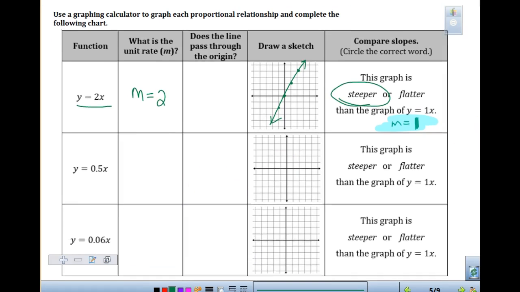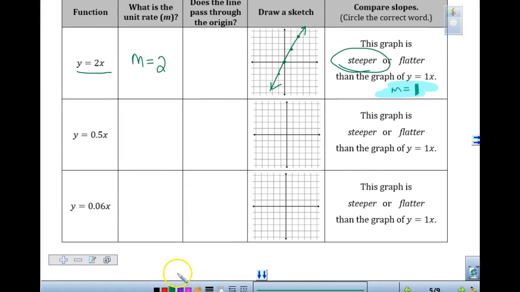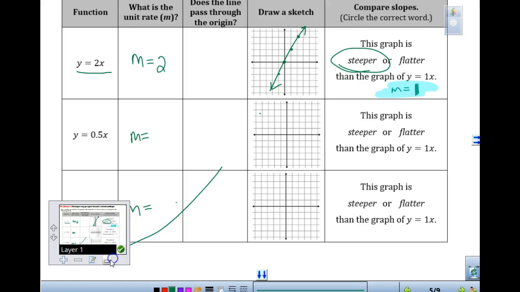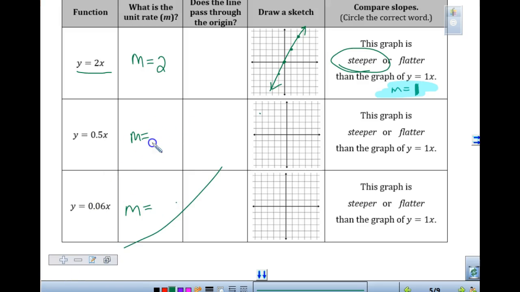Right now, without using your graphing calculator, I want you to fill in what these other m's are going down. So m equals here, and m equals this one. And then before you do anything, each time you're just going to put in the new one, so you're going to delete the old one, the 2x, okay?